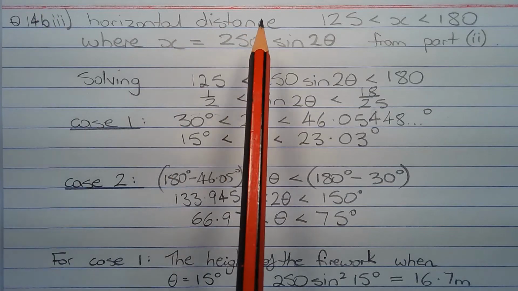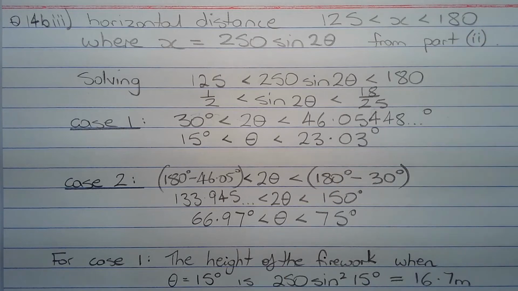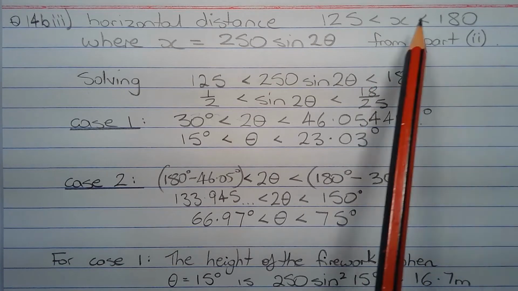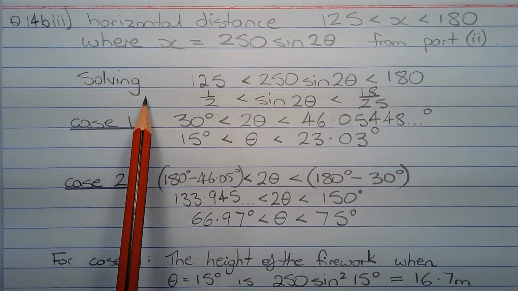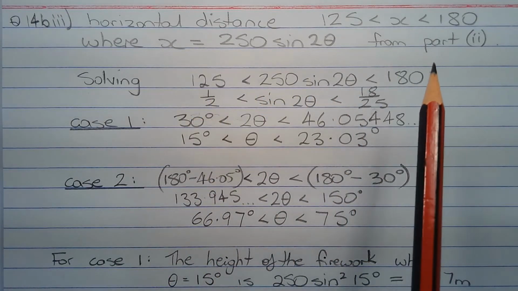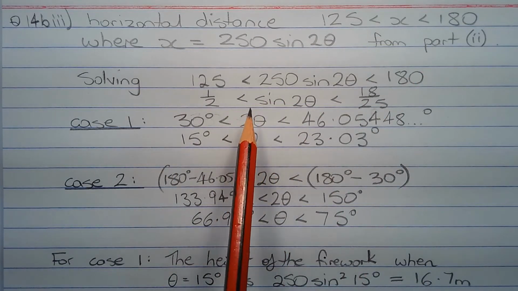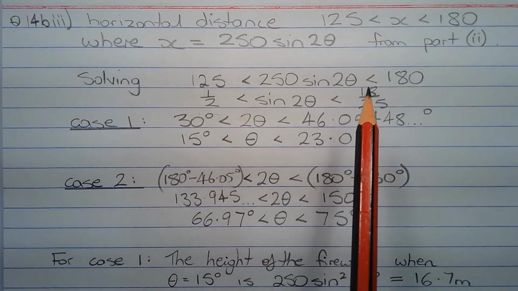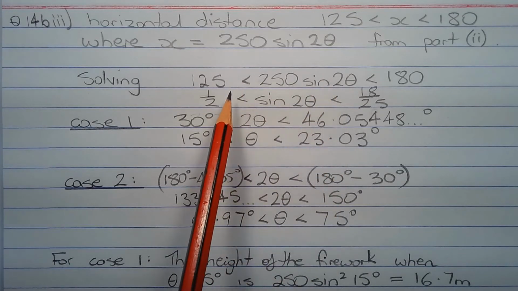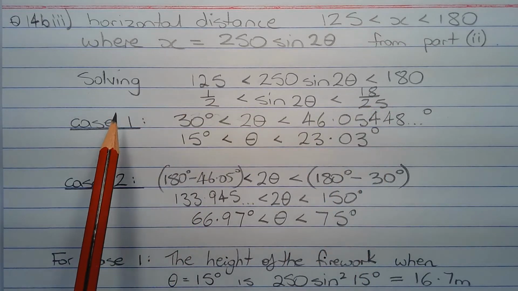The horizontal distance x of the firework needs to be greater than 125 meters and less than 180 meters for optimal viewing, where x is equal to 250 times sine of 2 theta, and this comes from part 2. So solving the two-way inequality, 250 times sine 2 theta greater than 125 and less than 180, dividing all terms by 250, we have sine 2 theta is greater than half and less than 18 over 25. Now the sine ratio is positive in quadrant 1 and quadrant 2, and we have positive ratios here, so this gives rise to 2 cases.